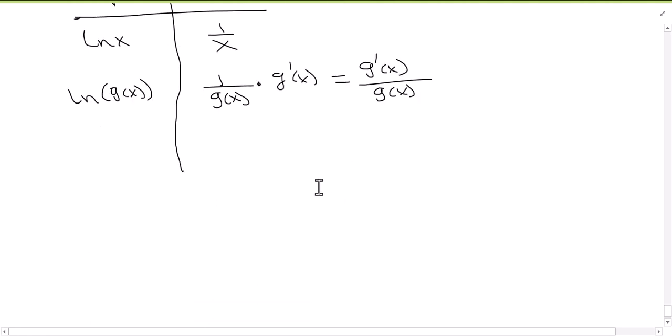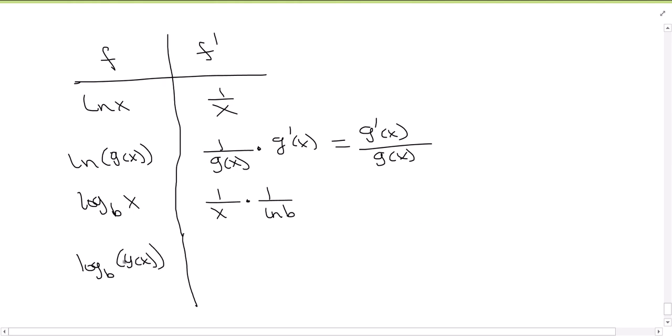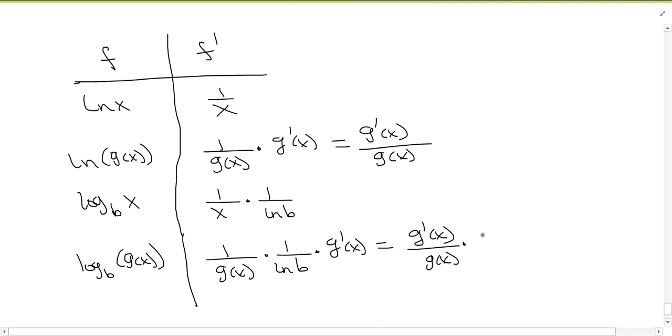And then when the base is something else, right? If I have the log base b of x, then the derivative is 1 over x times 1 over the natural log of the base. And if you have, with the chain rule, log base b of g of x, then the derivative is 1 over g of x times 1 over the natural log of the base, and then times g prime of x. So you might see this in your book as g prime of x over g of x, and then times 1 over the natural log of the base.